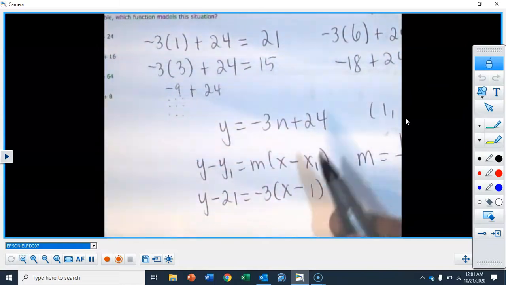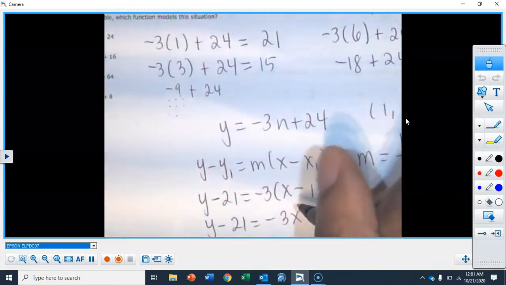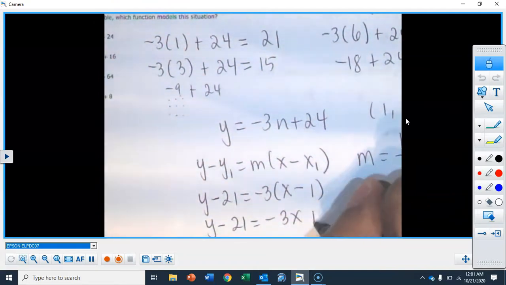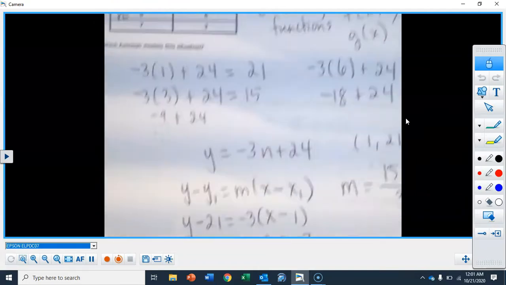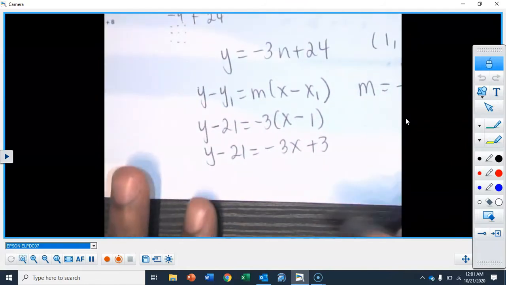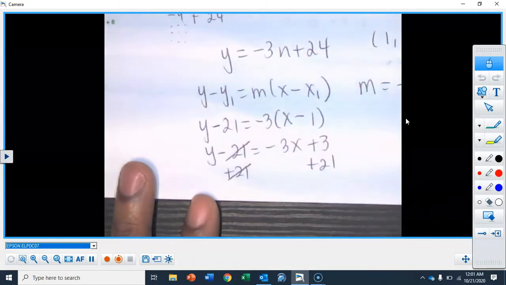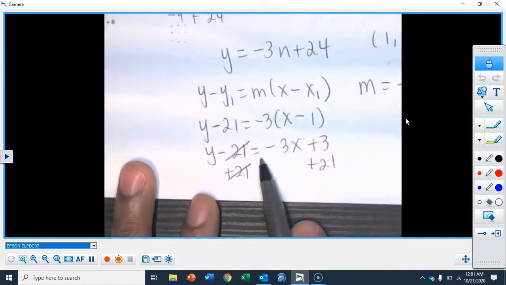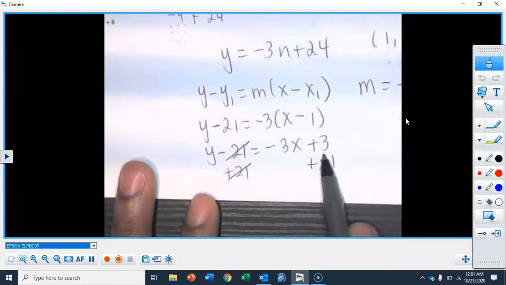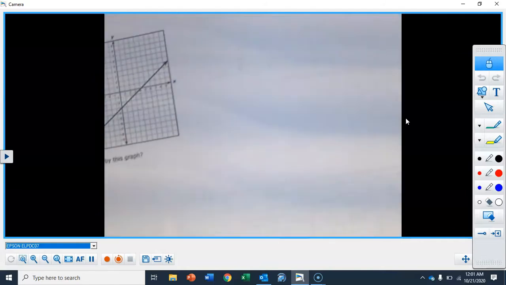So then when you do the distributive property, you get y minus 21 is equal to -3x, and this is a plus 3. Let me just move this up. And then the last step is, because it's in slope-intercept form, we're just going to add 21 to both sides. And then there it is. Look, y is equal to -3x plus 24. And that was F. So I just want you to see I worked this literally 2 ways. All right, let's go to the next one.